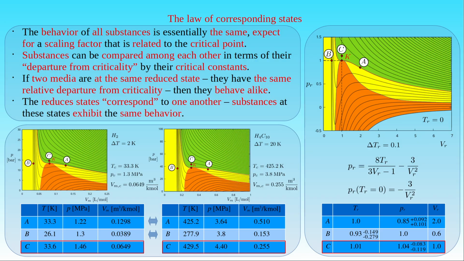Thus the reduced variables of hydrogen and butane are the same with a small difference in the reduced pressures in the state C, that is the states of the two media with these reduced variables can be considered as corresponding states, at least approximately.